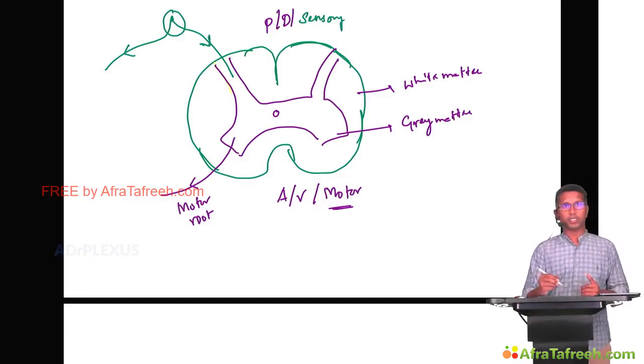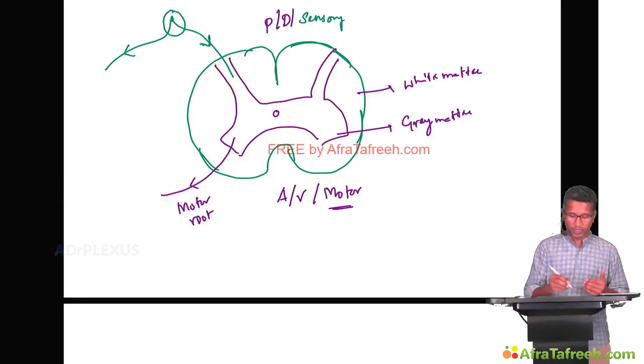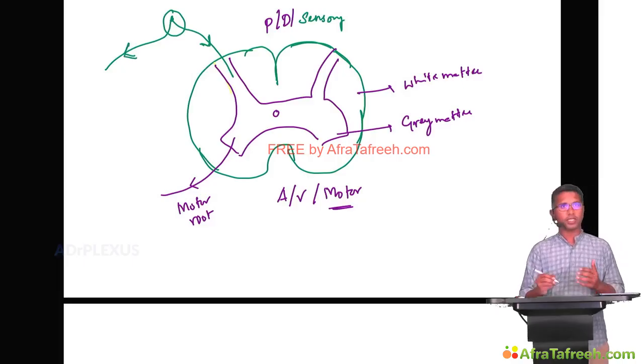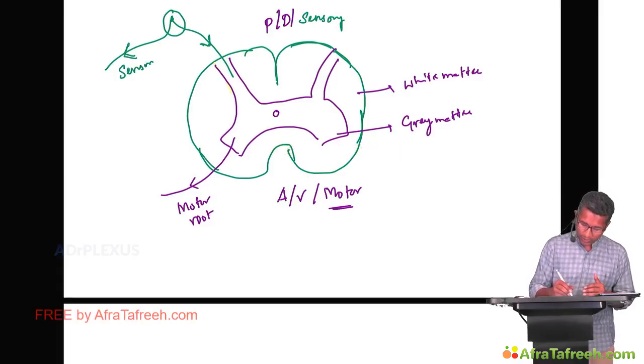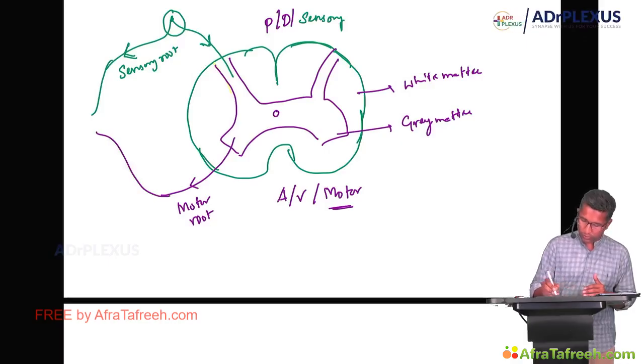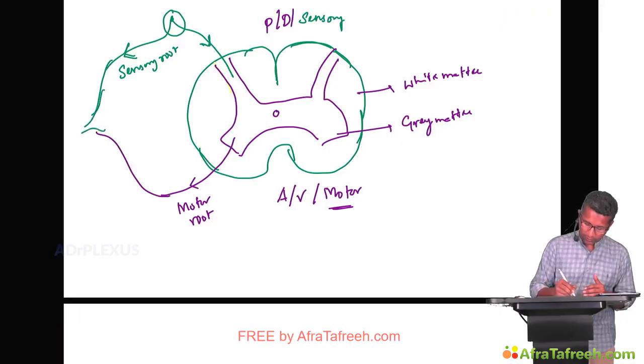One is the central process, which is entering the spinal cord, and another one is the peripheral process, which is going towards the end organ. Now if you see, this is the sensory root. These two roots join to form what? They form the spinal nerve. So this is the spinal nerve.